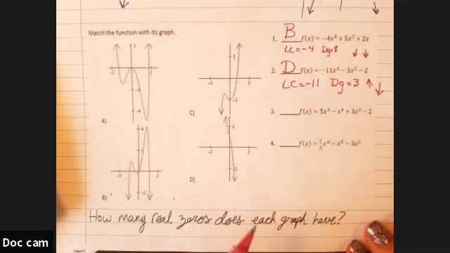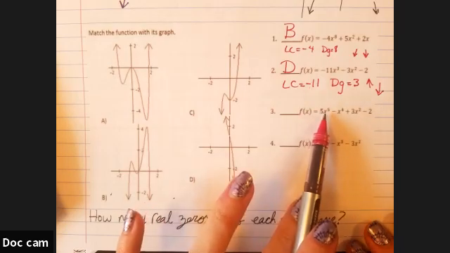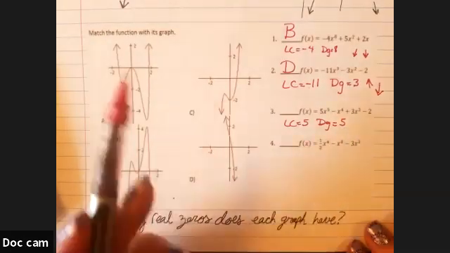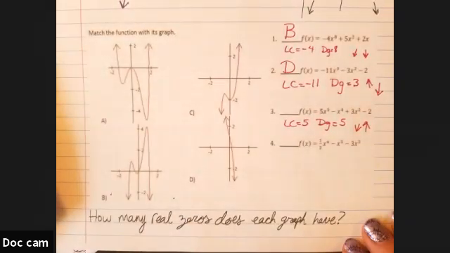All right. And then here, the leading term is 5x to the 5th. So the leading coefficient is 5, and the degree is 5. Since the degree is odd, the arrows have to point opposite ways, and the leading coefficient is positive. So it's going to be like that. So if we match it up to a graph, it has to be C.